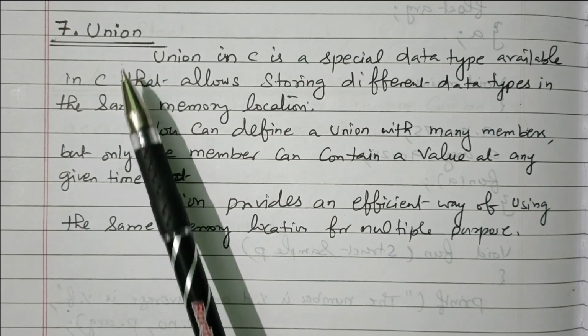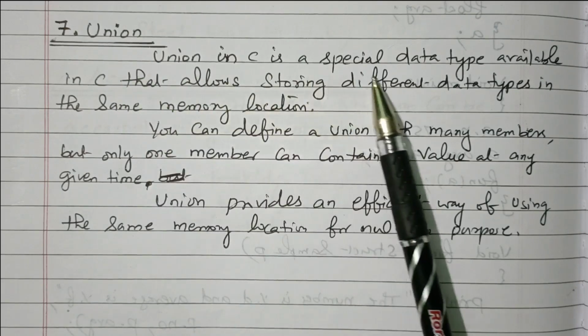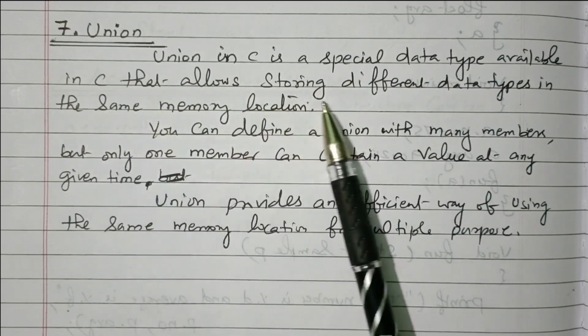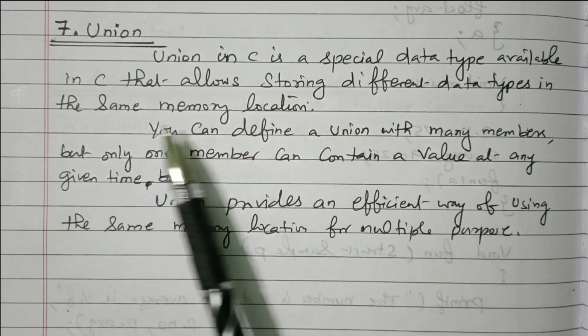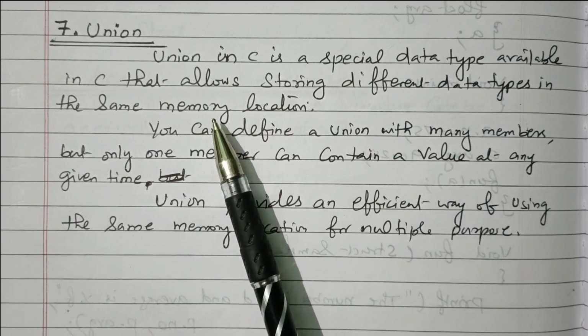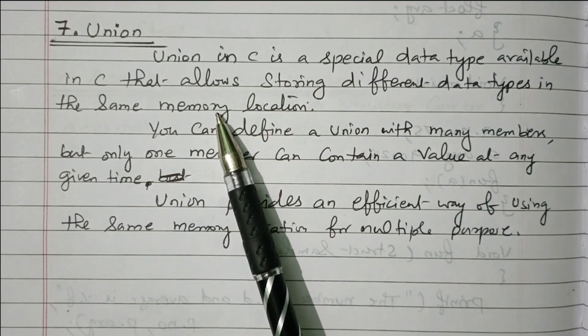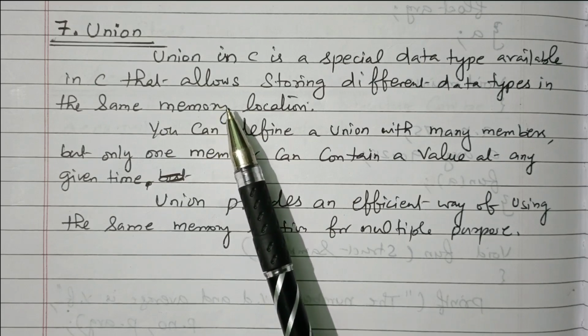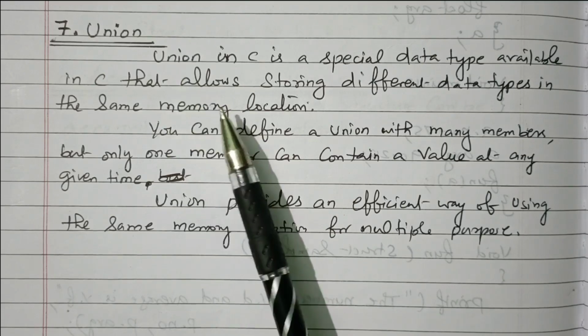So we'll see union. A union in C is a special data type available in C that allows storing different data types in the same memory location. In structure, different memory locations are allocated. Here only one memory location will be allocated, and the data are overwritten. So we can manage the memory space while using the union.